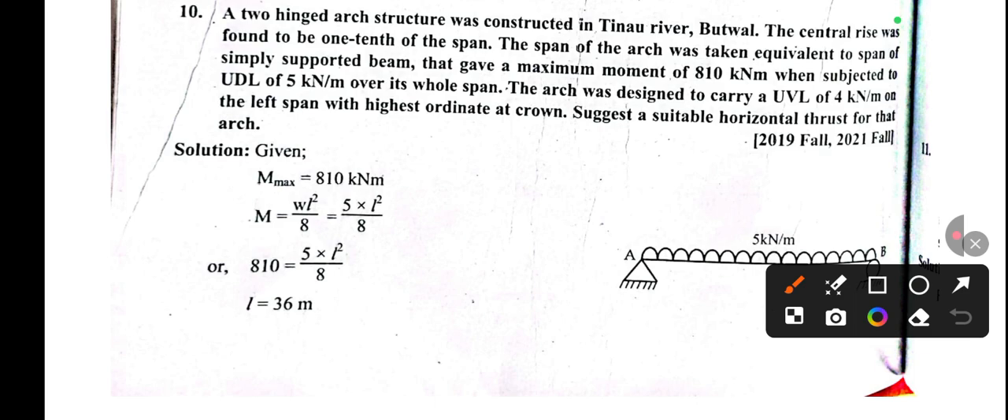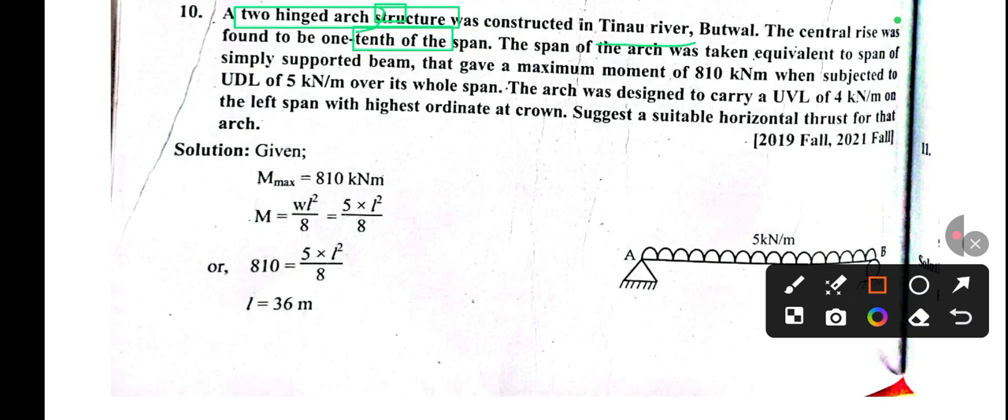First, read the question. We have a question of a 2-hinged arch. We are given a 2-hinged arch constructed on the Tinau River, Butwal. The center rise was found to be 1/10 of the span. Okay, so here you can see the important thing is given here. The center rise is 1/10 of the span.